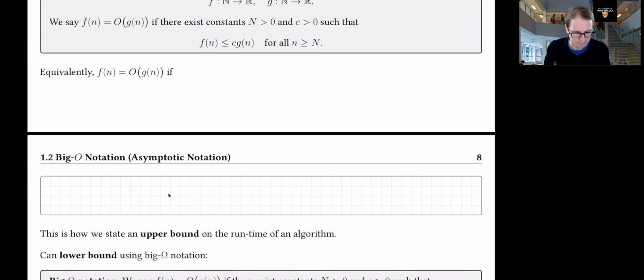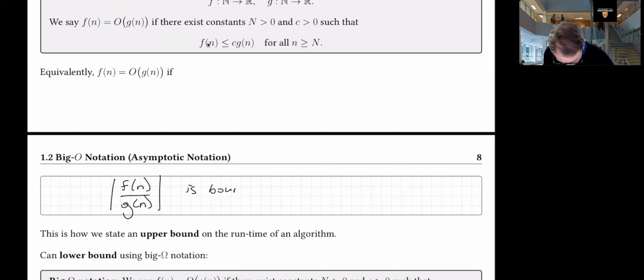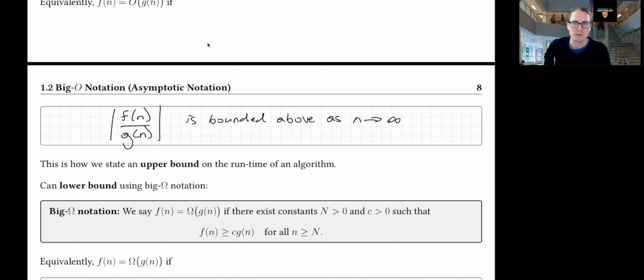So equivalently, f of n is in big O of g of n if the ratio of f of n over g of n is bounded above as n goes to infinity. Remember, according to this, g of n is at least as big as f of n up to a constant. And so this is how we upper bound the runtime of an algorithm.